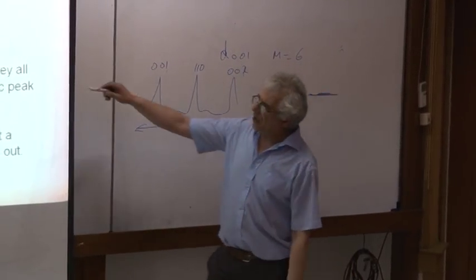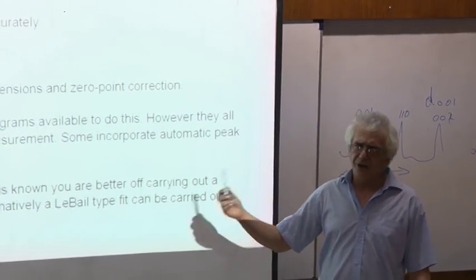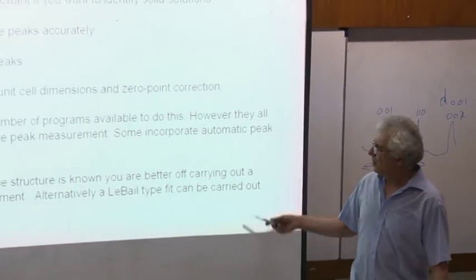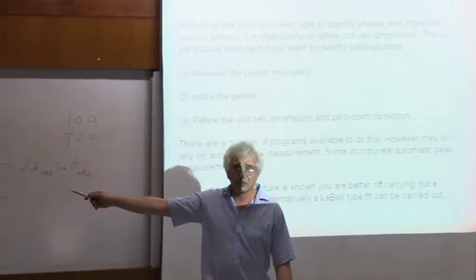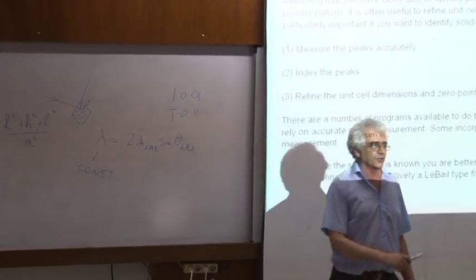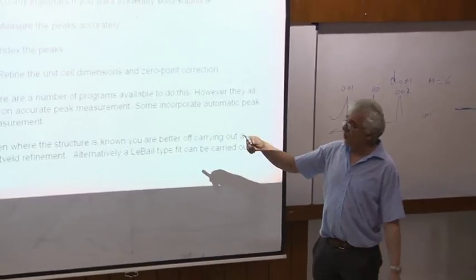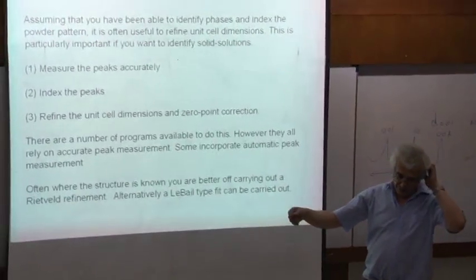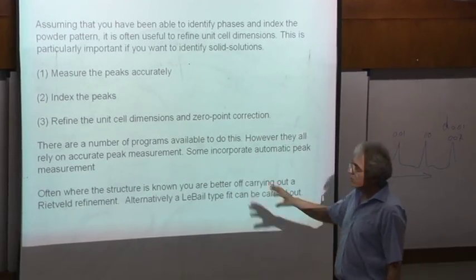So the 0-point correction, there's a lot of programs available to do this. You can even write your own. It's very simple. It's based on this type of equation. You can formulate that as a straight line, and you can actually fit it to a straight line. But the most complicated system would be triclinic, where you have to take into account all the angles.